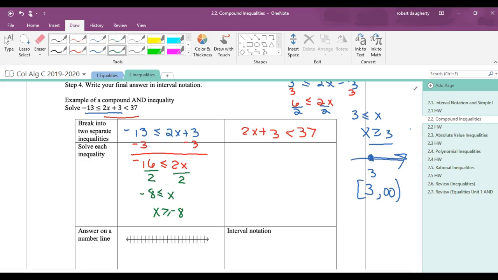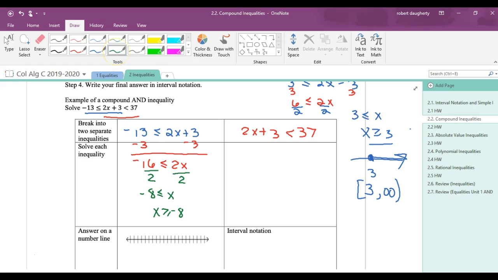You don't have to rewrite it. If you can look at this and know how to shade it properly, that's fine. What I don't want is you to look at this and say, oh, it's 8 and shade to the left, because really it's shading to the right. If you can look at this and read that it's x greater than negative 8, that's fine. What I'm ultimately after is the right answer in interval notation. So let's do this one.